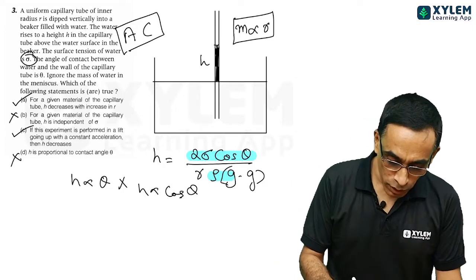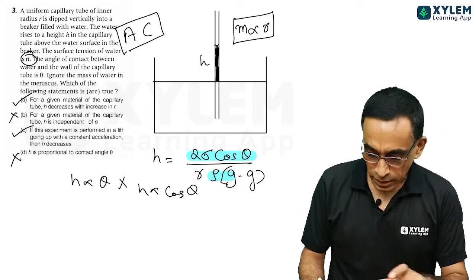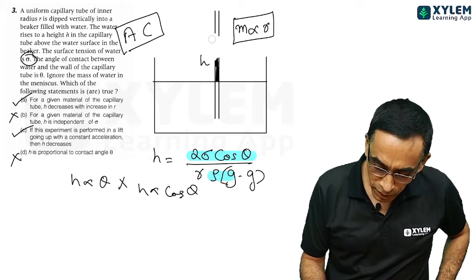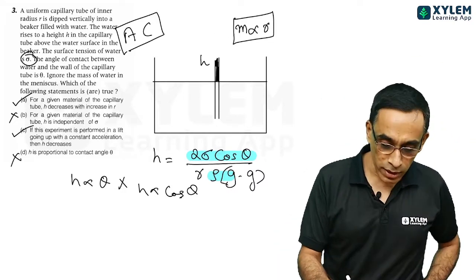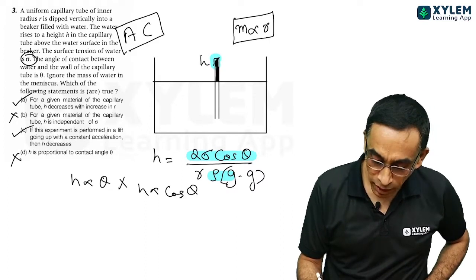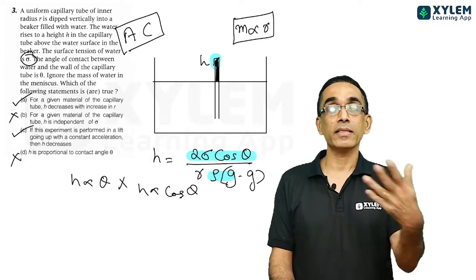Another question is, what will happen if you cut the tube? Because this is height H rise. What will happen if you cut the tube here? Will it flow out? Will this flow out? It will not flow out. Our point is, it will not flow out. Its meniscus radius will increase.